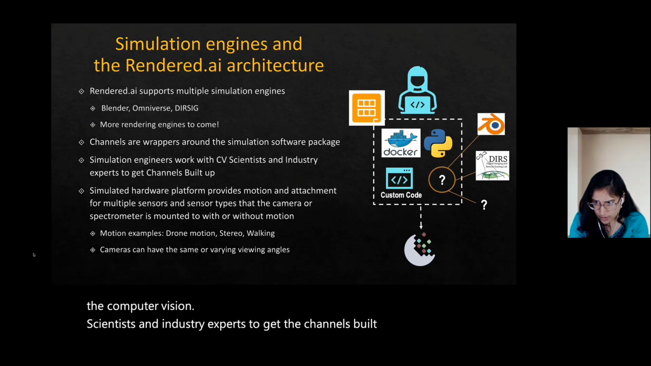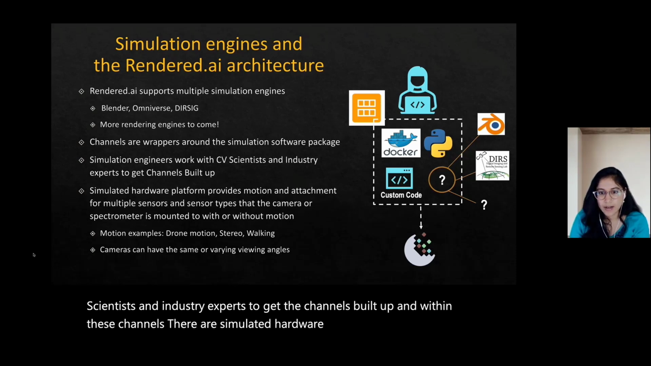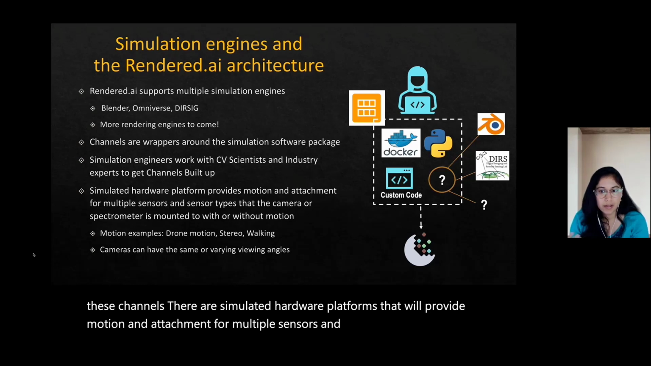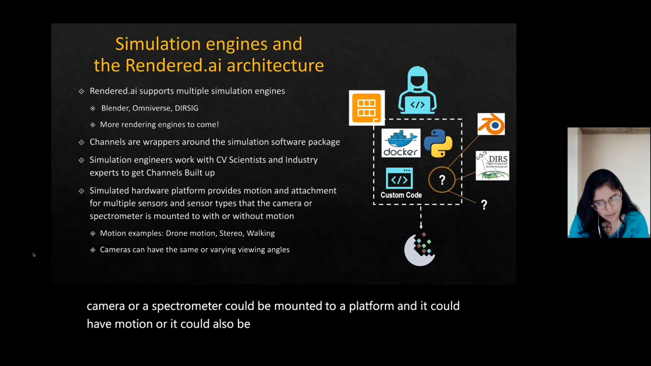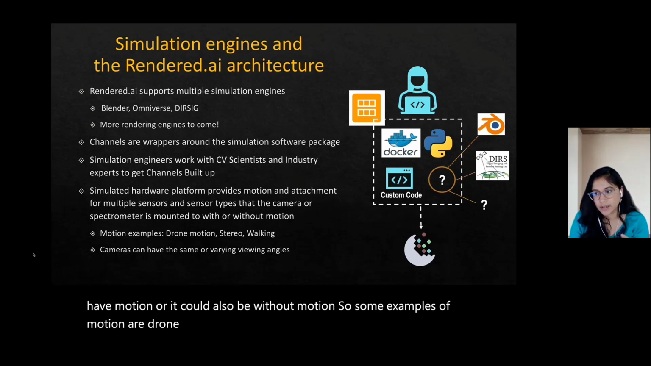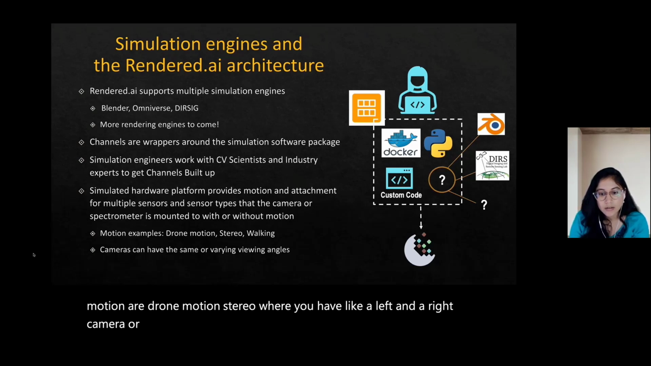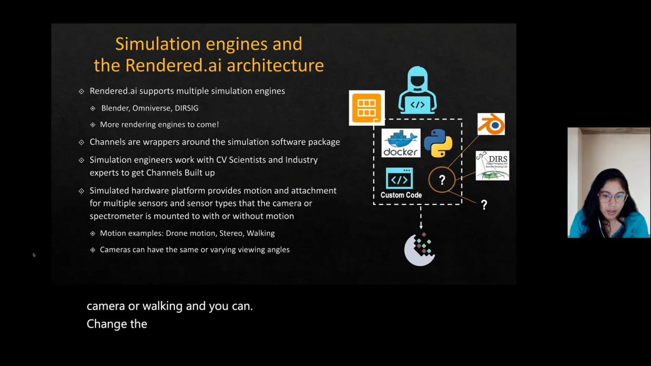And within these channels, there are simulated hardware platforms that will provide motion and attachment for multiple sensors and sensor types. So maybe a camera or a spectrometer could be mounted to a platform, and it could have motion, or it could also be without motion. So some examples of motion are drone motion, stereo, where you have a left and a right camera, or walking. And you can change the viewing angles for the cameras.